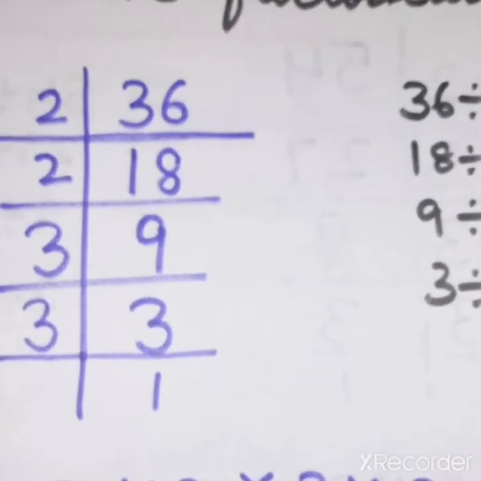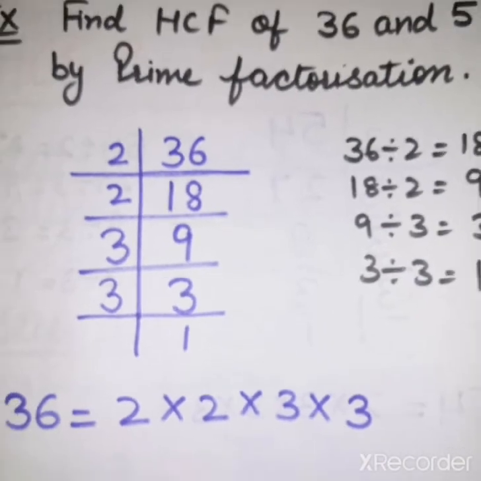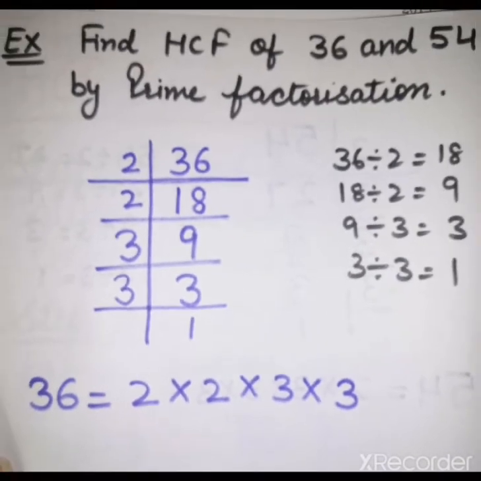In this example, we have to find out the HCF of 36 and 54 by prime factorization. So what we will do, we will take the number 36 first because we will do the prime factorization separately. So first of all, we will find out the prime factors of number 36.